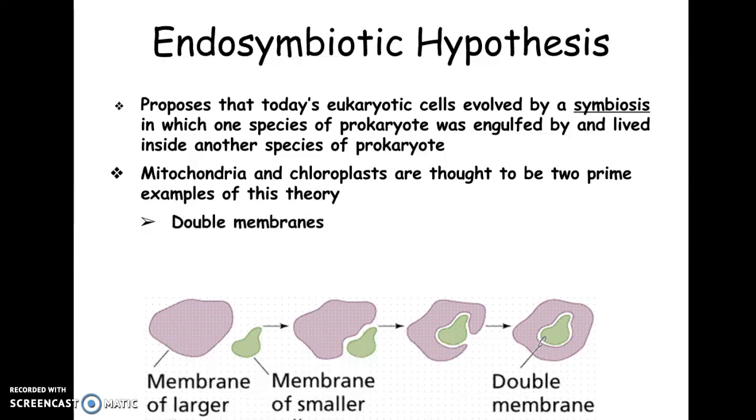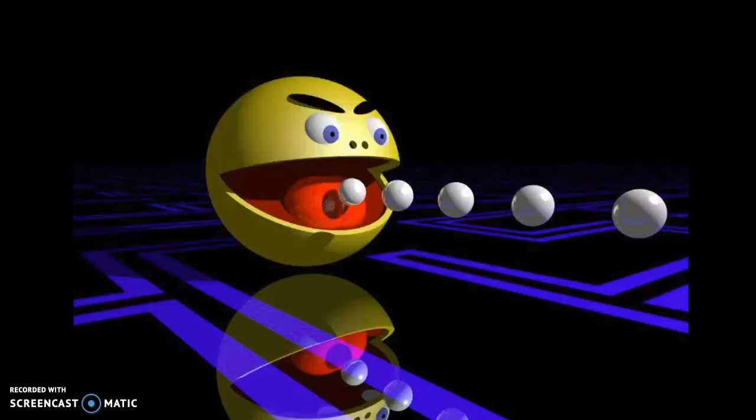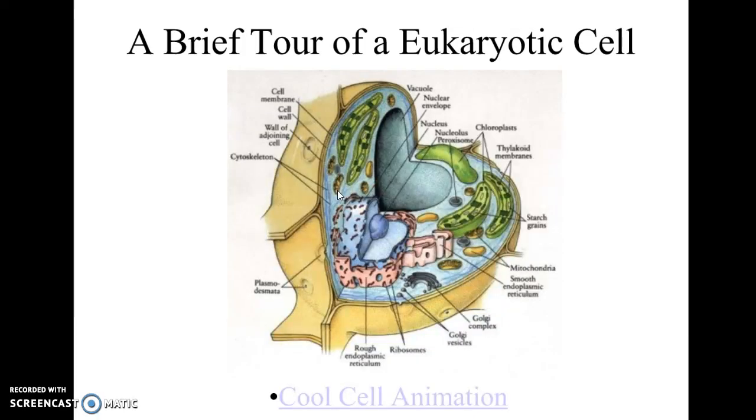And we know this because they both have double membranes, they both have their own DNA, which is similar to bacterial, and they also divide on their own through simple diffusion. So sometimes we call this the Pac-Man analogy, but Pac-Man didn't digest the small prokaryotic cell. He just let it live inside and become an organelle. And that's how eukaryotic cells came to be.